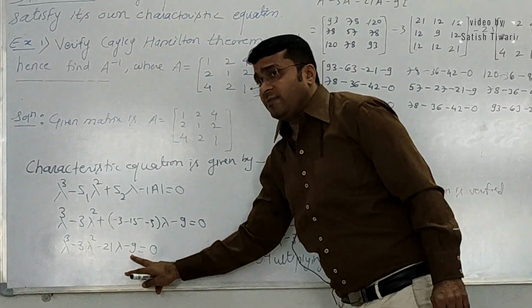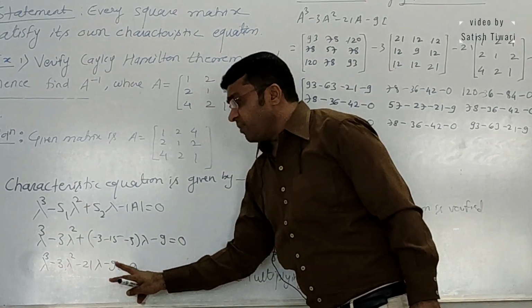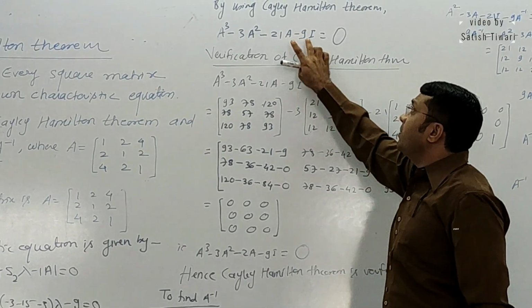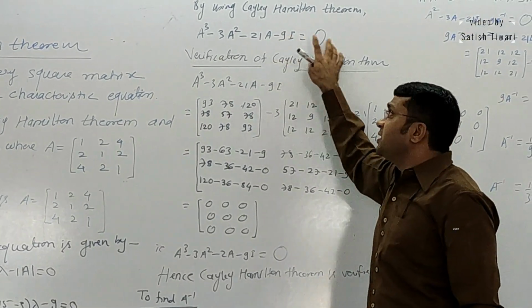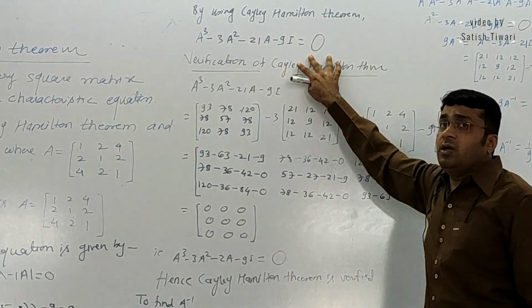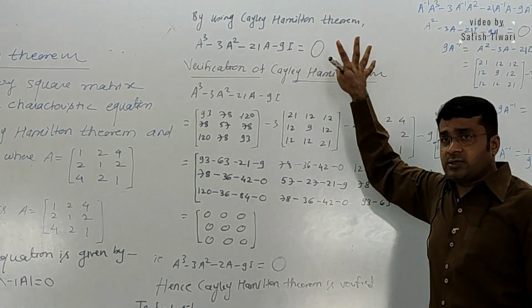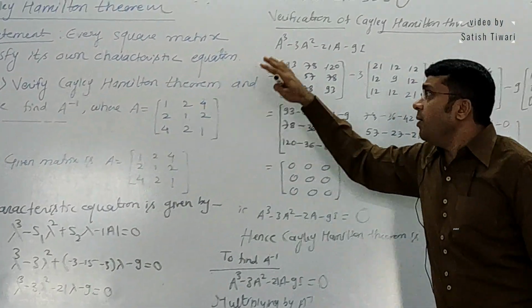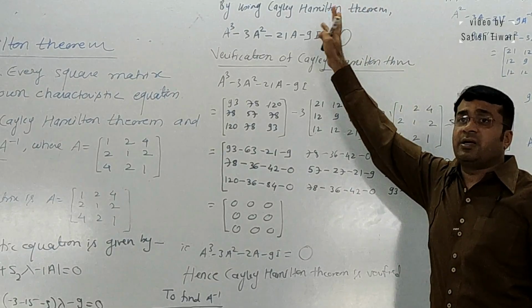Now here it is minus 9. It is a scalar, but we need a matrix equation. So you have to multiply 9 by the identity matrix to make this equation a matrix equation. And the RHS part will be a big 0, which stands for the null matrix. Okay, so this way we convert this characteristic equation into a matrix equation by using Cayley Hamilton theorem.